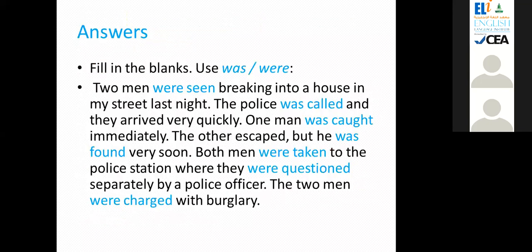Okay. So here are the answers. Two men were seen breaking into a house in my street last night. The police were called and they arrived very quickly. One man was caught immediately. The other escaped, but he was found very soon.